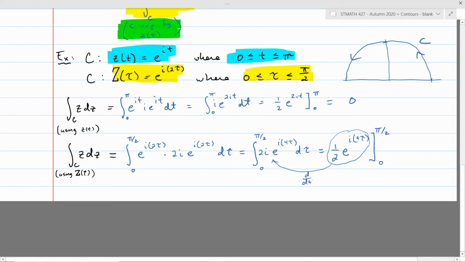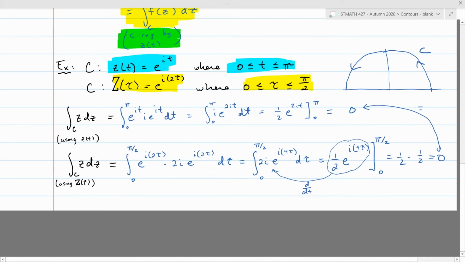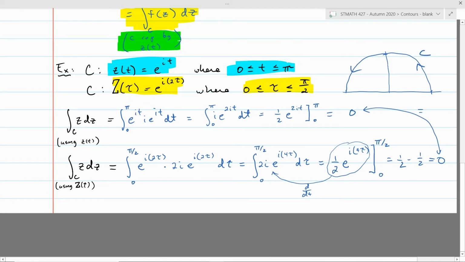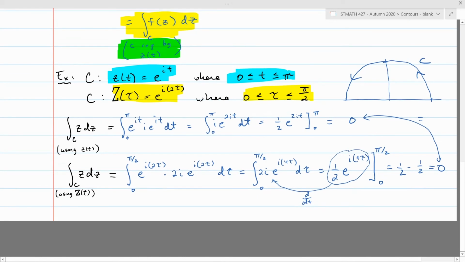you get the integrand. It's an antiderivative, because when you bring the 4i down, the 2's cancel and you're left with 2i. And then of course when you plug in pi over 2, you end up with e to the 2 pi i, so that ends up giving you 1/2. And then when you plug in 0, you get minus 1/2, so it ends up being 0 also. So you see the answers match here. So the calculation may look different, but you'll end up at the same result when you reparameterize the curve.